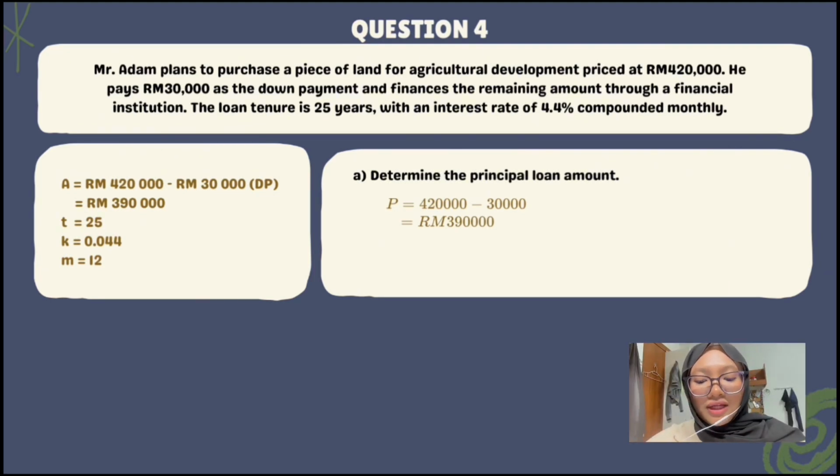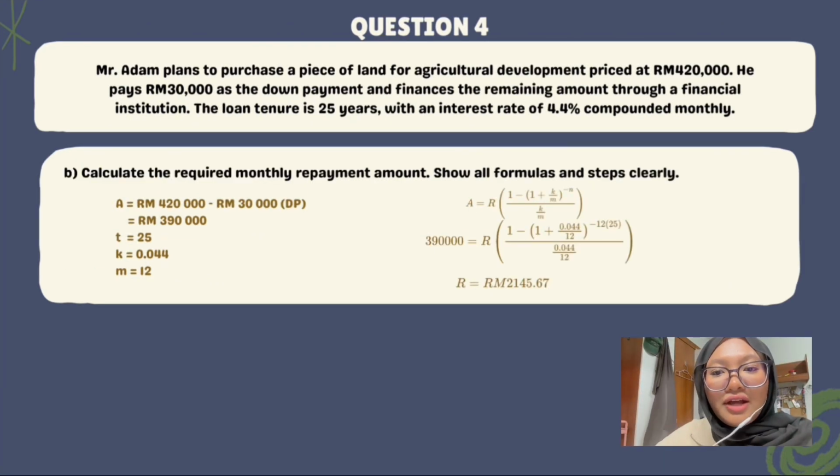For question 4A, the question asks for the principal loan amount, which is A. So we need to calculate by cash price minus down payment, which is 420,000 minus 13,000, equal to 319,000. For question B, we need to find the value of the monthly repayment amount. Based on the formula that we wrote on the slide, we need to find the value of R.